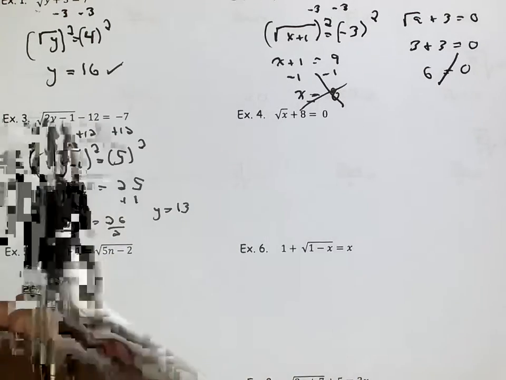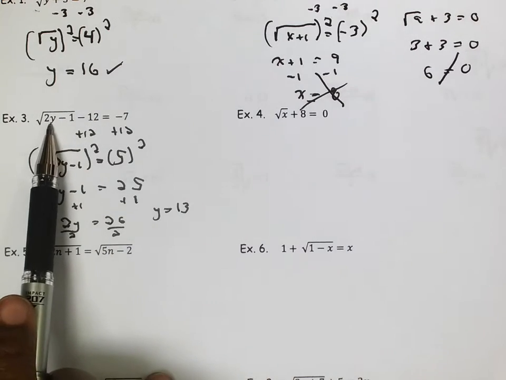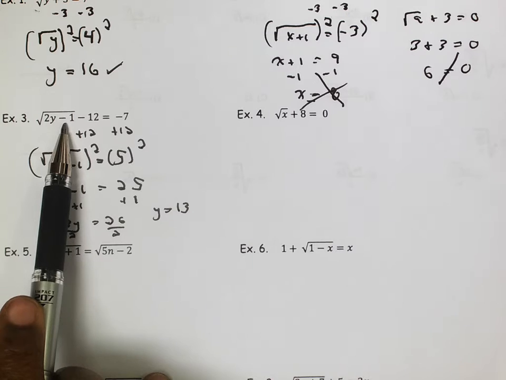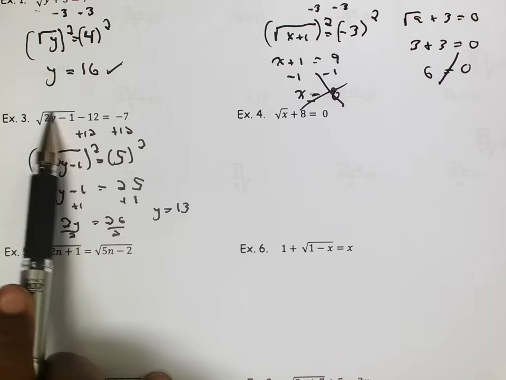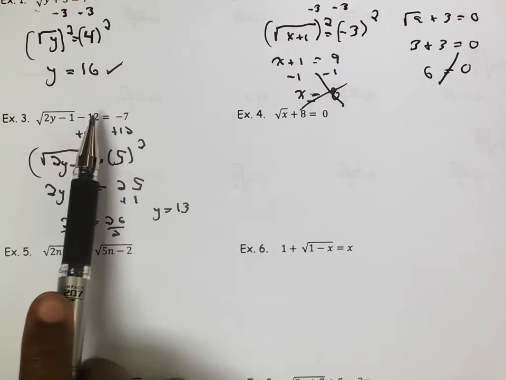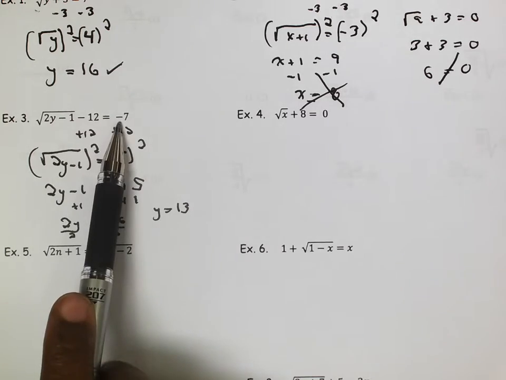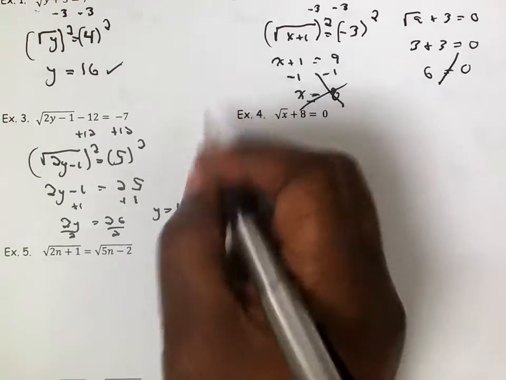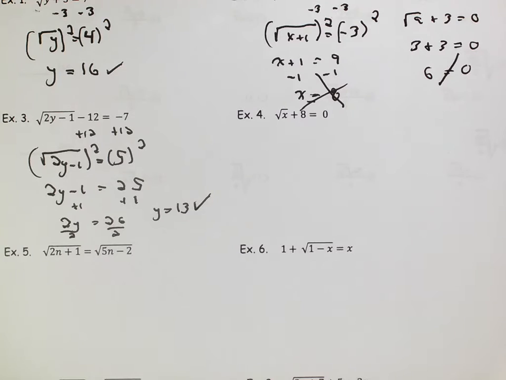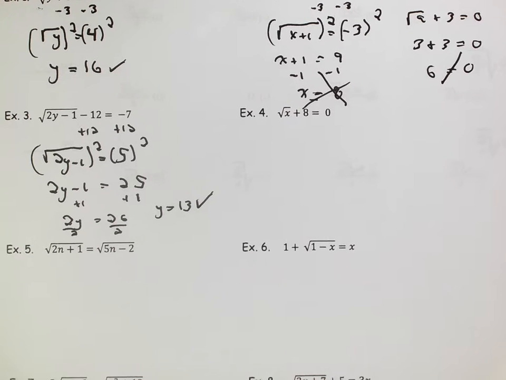So again, I need to check. 2 times 13 is 26 minus 1 is 25. So square root of 25 is going to give me 5. 5 minus 12 equals negative 7, so that's okay. So this answer works. So what do you think about 4? Do you think it's going to work?